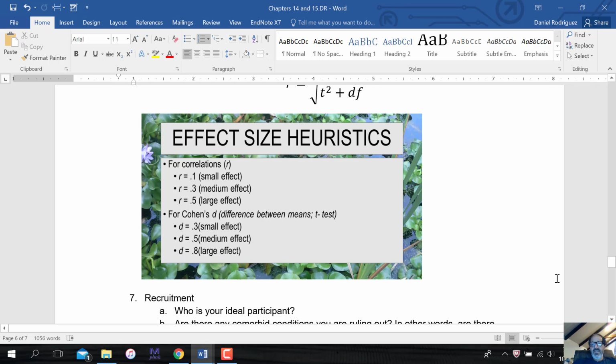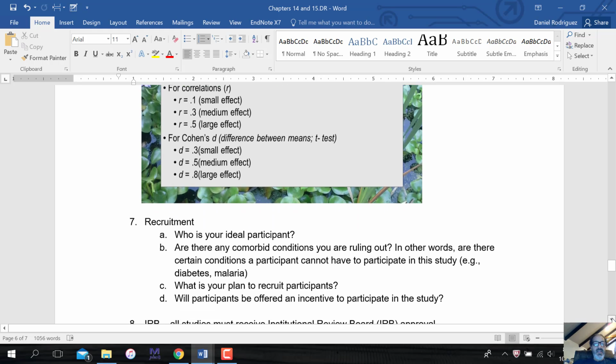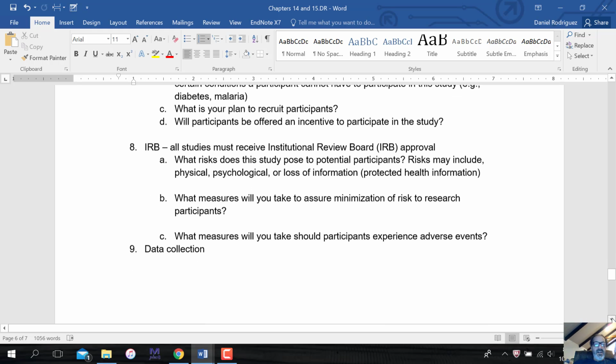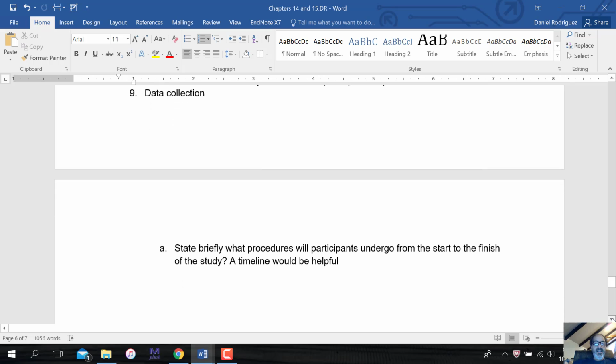We'll talk about this more in statistics, but generally when you're planning a study, you have to be very accurate in which of these effects you think are going to happen. You better have a lot of evidence if you're proposing a large effect. Medium or small effects are more likely. Small effect means you're going to need a very large sample size. So just keep that in mind. Recruitment, talk about IRB, data collection.